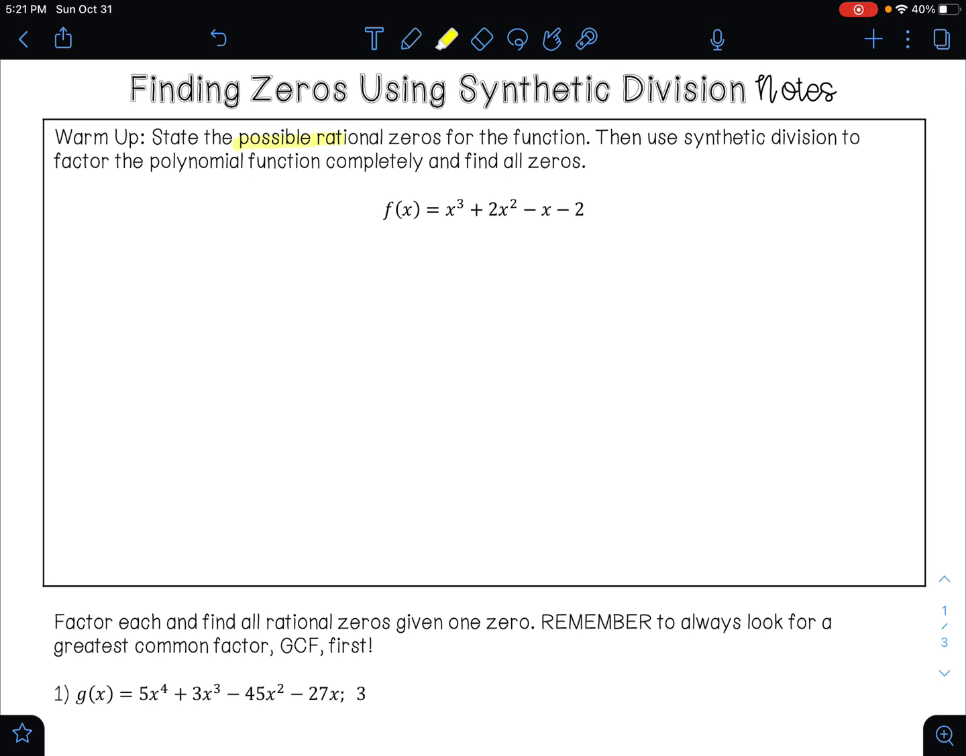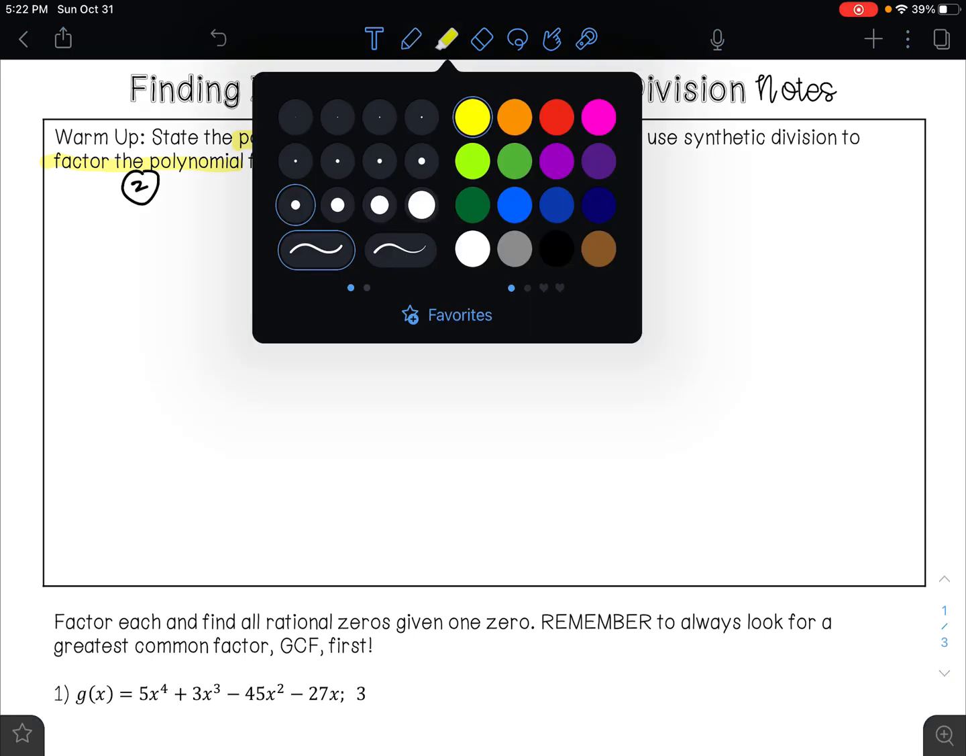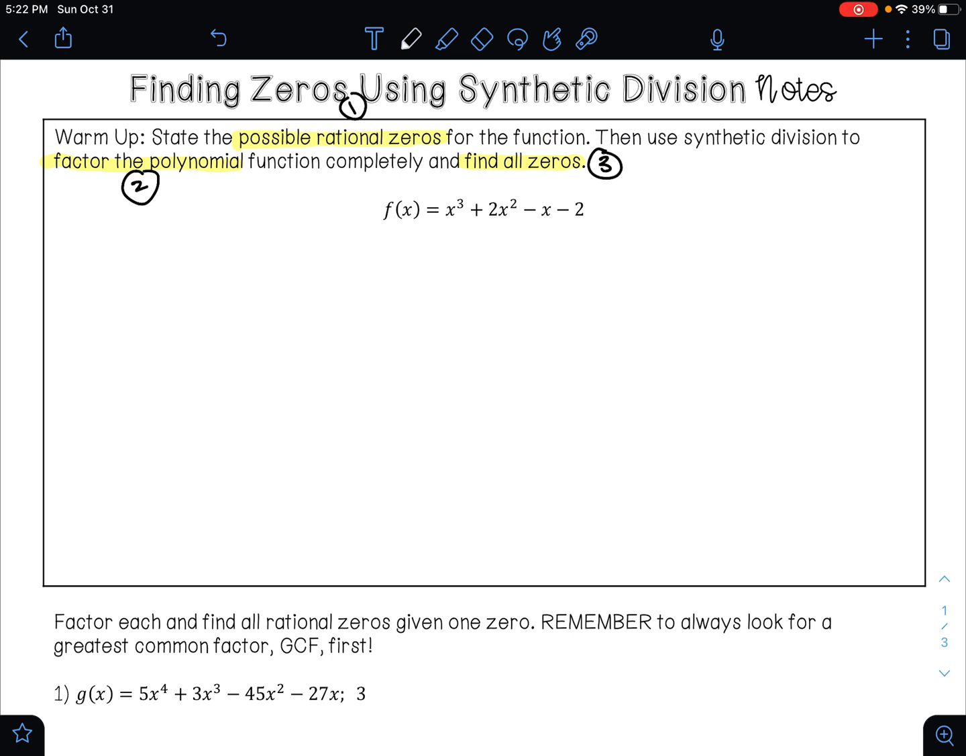Find the possible rational zeros, the PRZs. Then they also want us to factor the polynomial completely. So that's the second thing. And then they want us to find all zeros. So we're getting three different things here with this problem. F of x equals x cubed plus 2x squared minus x minus 2.